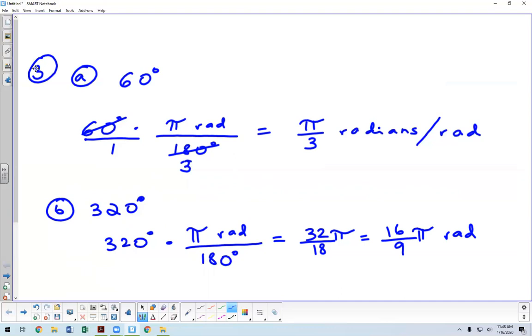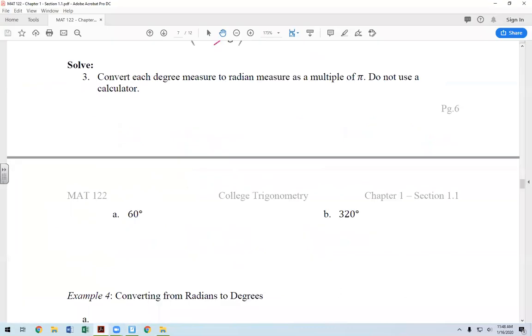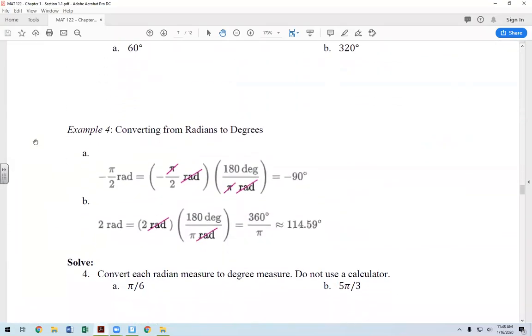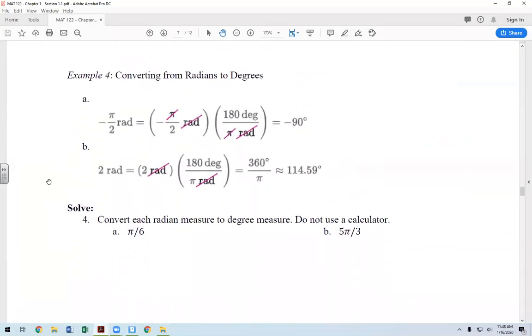Okay, so this was going from degrees to radians. Now I'm going from radians to degrees. Remember, you're just inverting that conversion factor. So now 180 degrees goes on the top, pi will go on the bottom. So let's see.